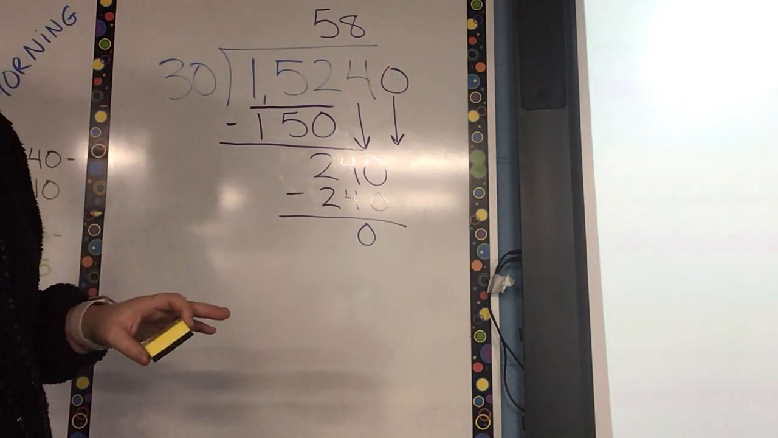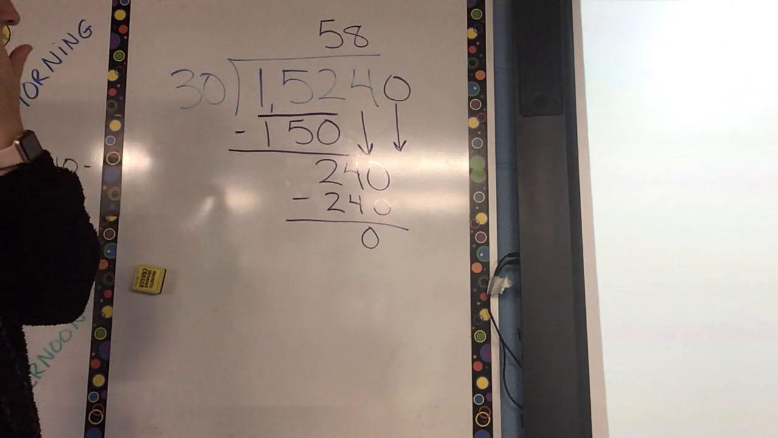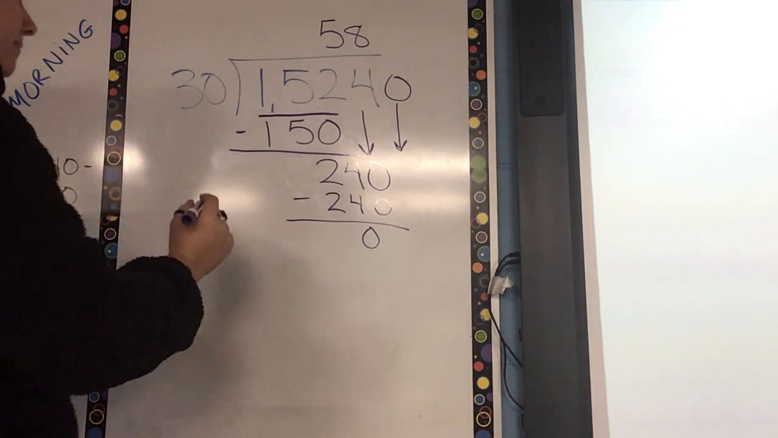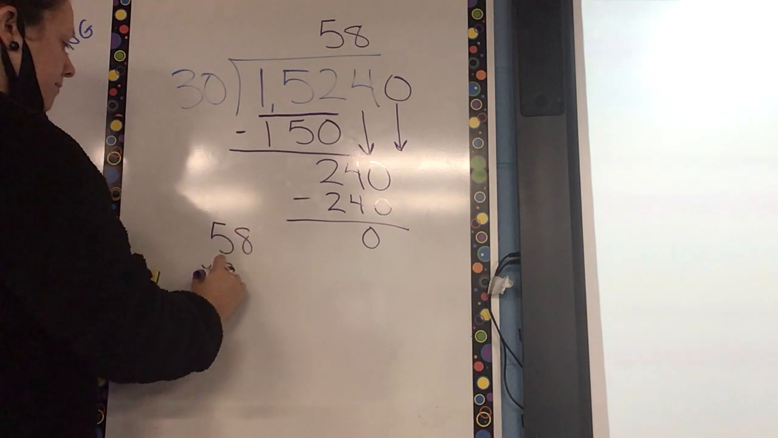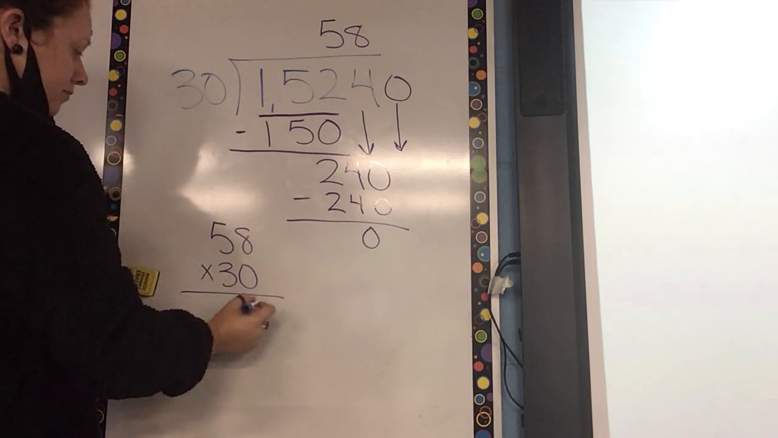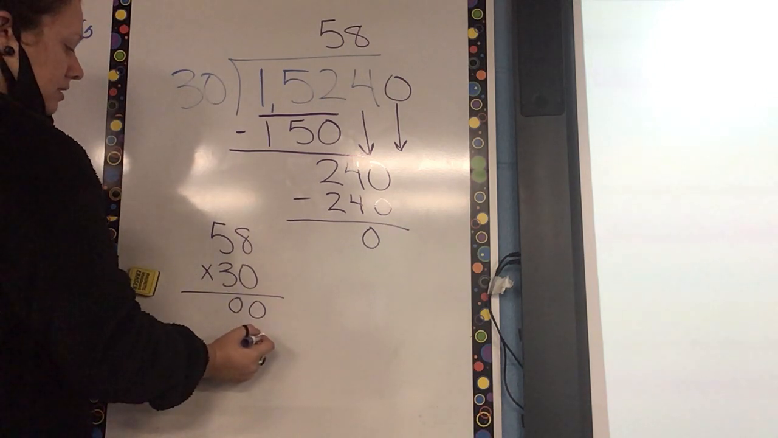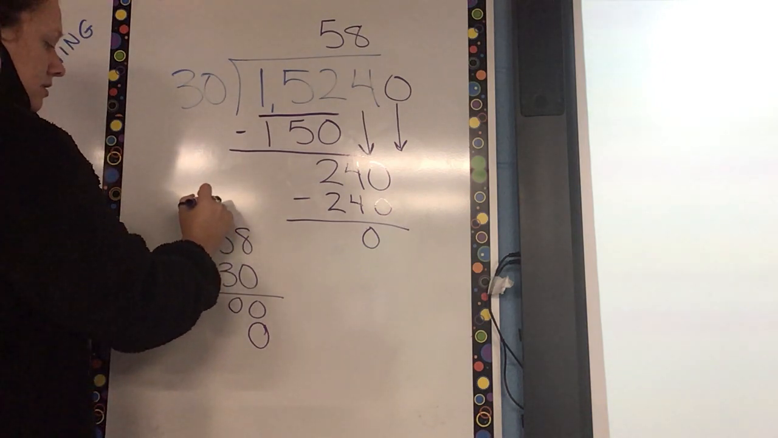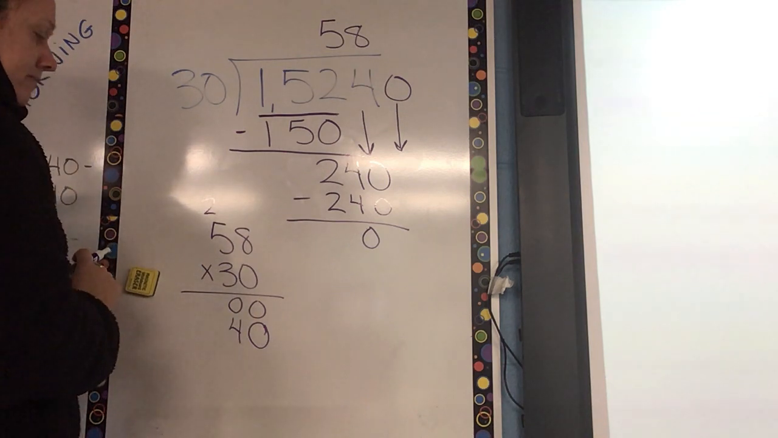No, I want us to check this. How would I check this computation? We were kind of sketchy on our long division there. How would I check this? Sophia? 58 times 30. Very nice. 58 times 30. And I should get what number? 1,524. Good. 0 times 8. 0 times 5. I put a 0 here before I multiply. What's 3 times 8? 24. What's 5 times 3? 15. Plus 2?